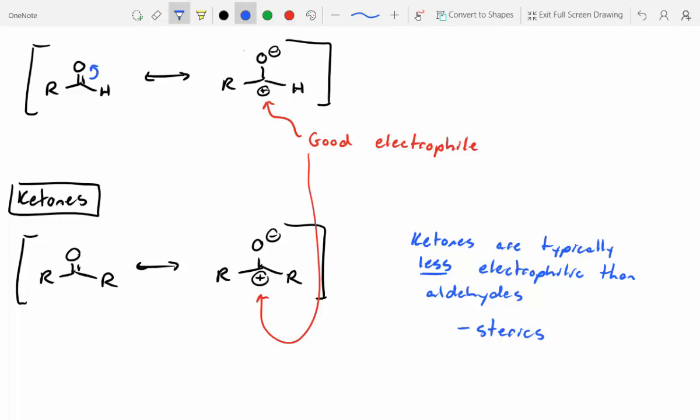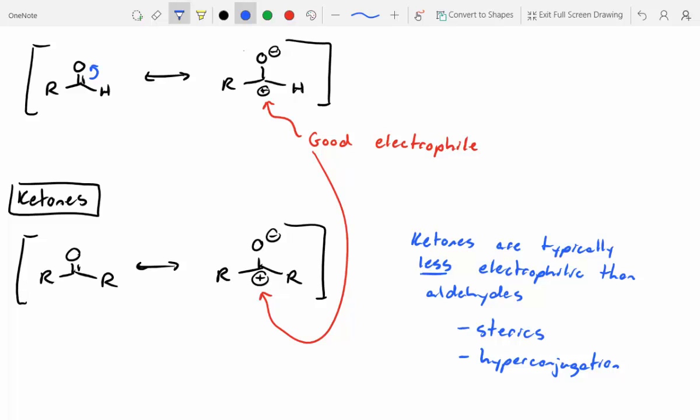to explain the difference in reactivity? What was that? Electronics? Yeah, electronics. If we look at the ketone, we've got two alkyl groups on both sides. We know that alkyl groups tend to stabilize the carbocation that they're next to due to hyperconjugation. So the ketone is actually a little bit more stable than an aldehyde. If it's more stable, that means it's going to be less electrophilic, right? So we can make an argument having to do with sterics and hyperconjugation. This is a good general rule of thumb.